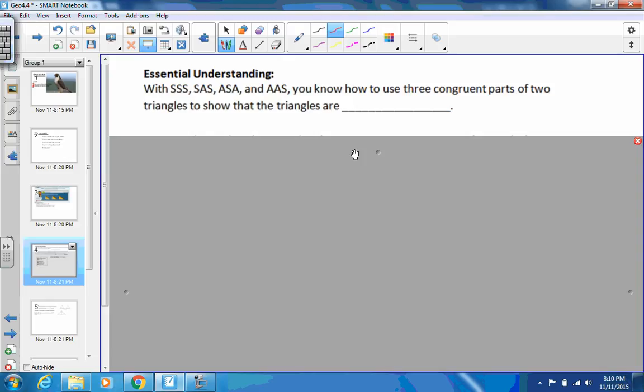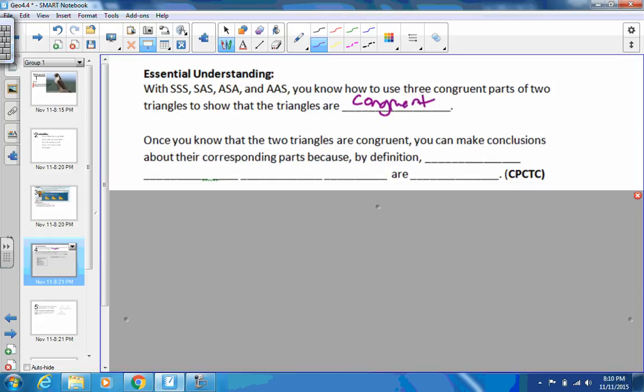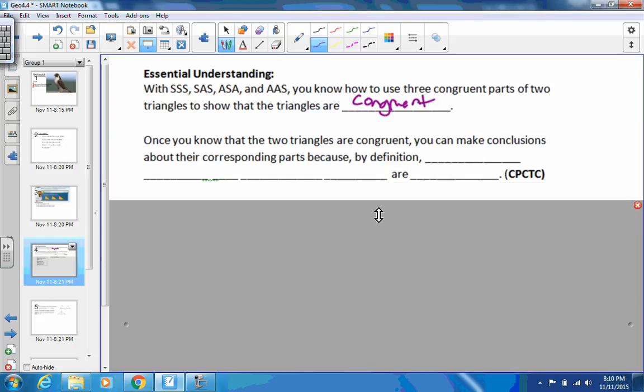So you know that with side-side-side, side-angle-side, and angle-angle-side, you know how to use the three congruent parts of two triangles to show that those triangles are congruent. So whatever three are there, that's how you show two triangles are congruent. But once you know that two triangles are congruent, there are some conclusions you can make about the corresponding parts, because if two triangles are congruent, by definition, all their corresponding parts are congruent.